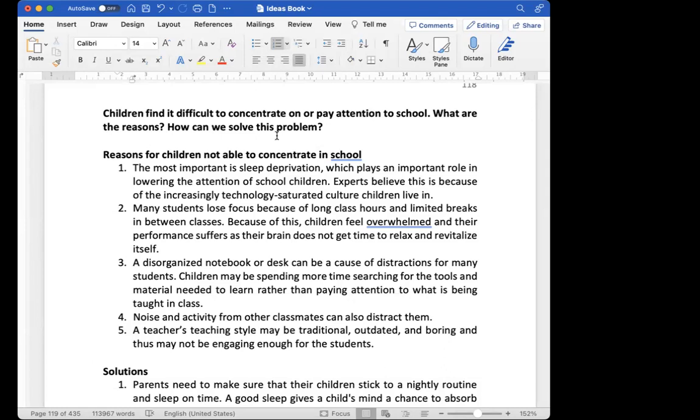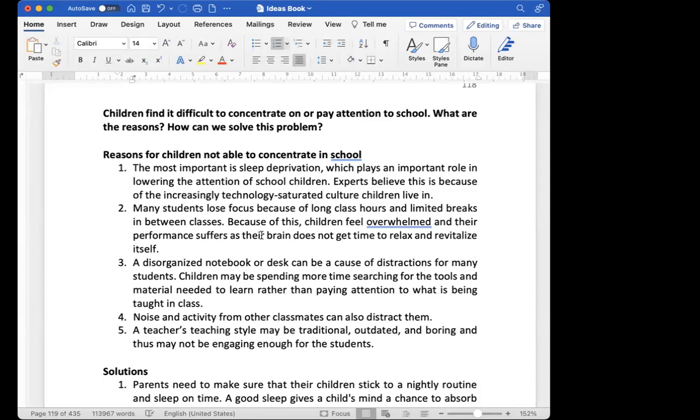You know, sometimes the table on which they study is not organized properly, disorganized, that can be distracting. And then noise and activity from other classmates. Then, sometimes there is a window or something from which children can look out, that can be distraction. Okay. And then a teaching style may not be good of the teacher, and that can be distracting. So what are the solutions?